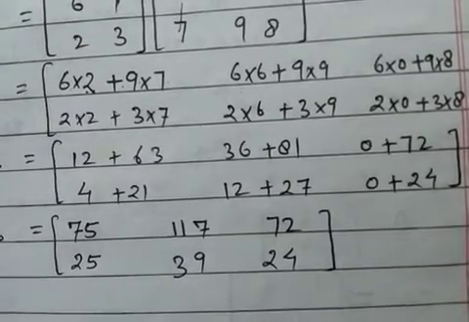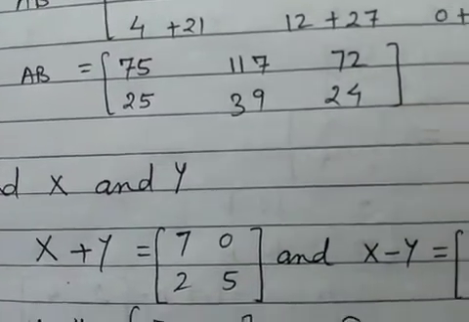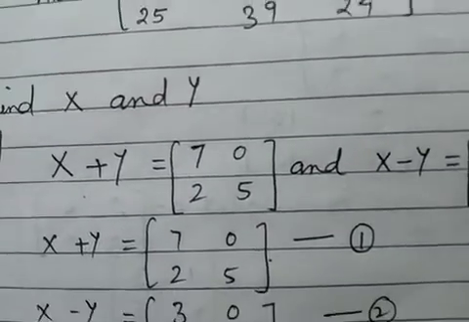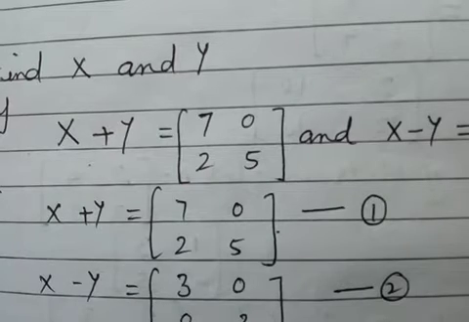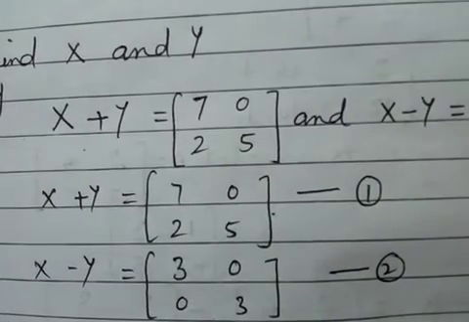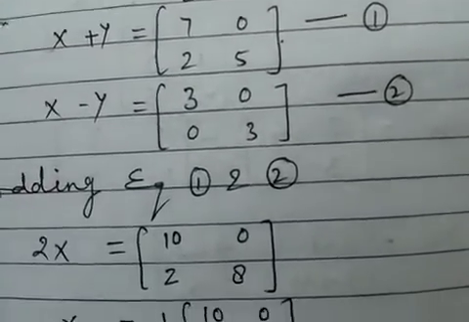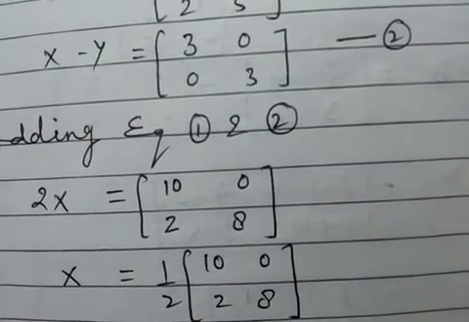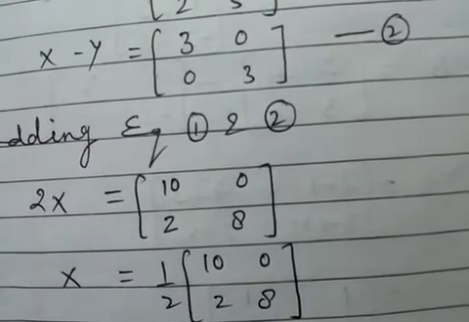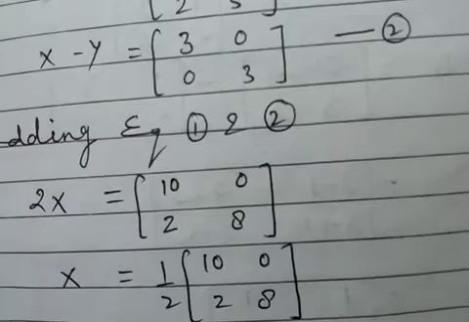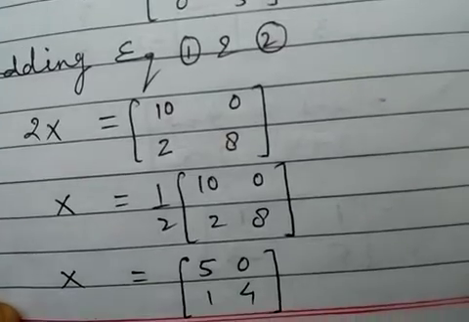Now some questions we will discuss. Find X and Y, if X plus Y is a matrix and X minus Y is also a matrix, so we can make two different equations. X plus Y equals the matrix 7, 0, 2, 5, and X minus Y equals the matrix 3, 0, 0, 3. Now we can add equations 1 and 2 to find the value of X. X equals 1 by 2 times the matrix 10, 0, 2, 8. Now 1 by 2 is a scalar quantity, so we multiply the matrix by 1 by 2. Now X equals the matrix 5, 0, 1, 4.